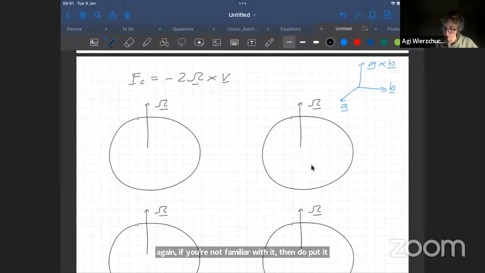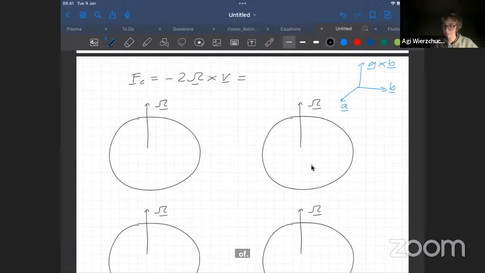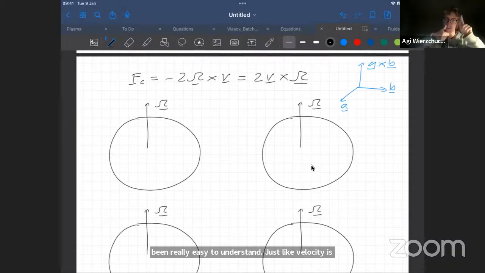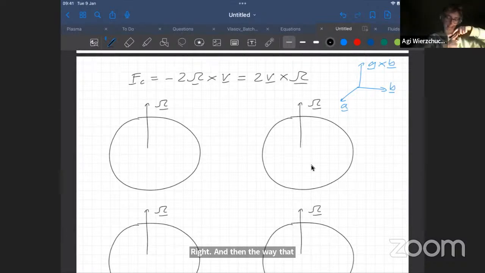The property of the vector product, just to simplify everything, is that if I twist the vectors together, I get a minus. So I can rewrite this as v times the angular velocity. The angular velocity is something really easy to understand. Just like velocity is speed in a given direction, for angular velocity you point your thumb along the axis the object is rotating around, and the way your fingers curl is the way the object is rotating, because obviously an object can go anti-clockwise or clockwise, right?